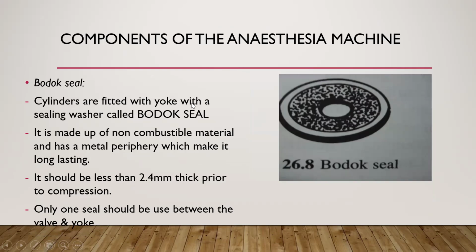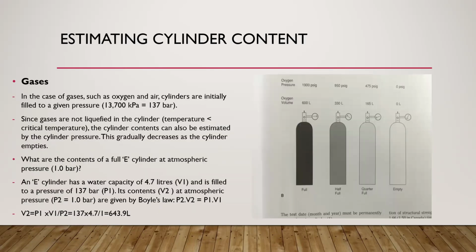Each cylinder is fitted with a yoke with a sealing washer. This is called a bulldog seal. It's made of a non-combustible material and a metal periphery will make it long-lasting. Only one seal should be used between a valve and the yoke. Most of the time they are connected to your yoke and the valve of your cylinder. It ensures a tight fit, a tight seal, so that there will not be any excess gas to the operating room environment.